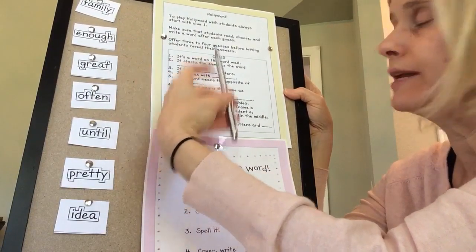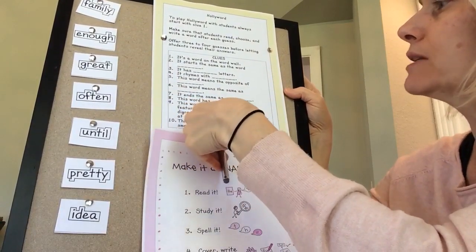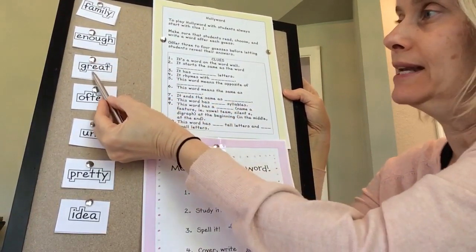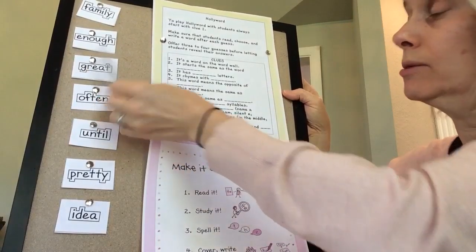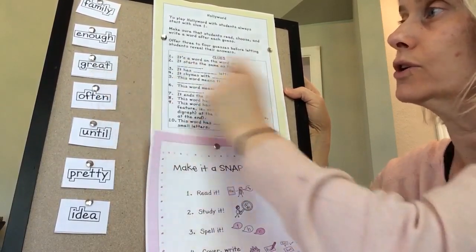This word has 1 syllable in it. Great, if you were to clap, great. This word has a vowel blend. It has the EA blend. It also has a GR blend. I didn't think about that. And it has 1 tall letter and 4 small letters.